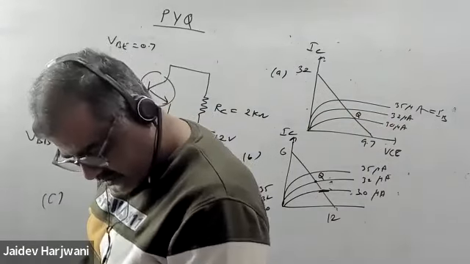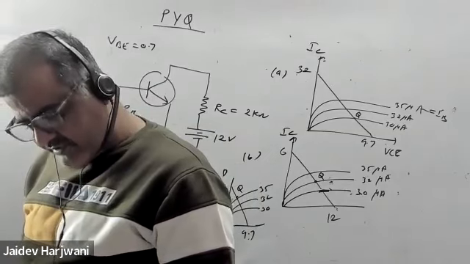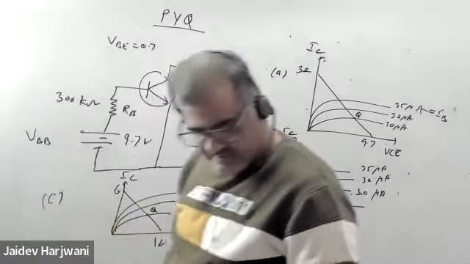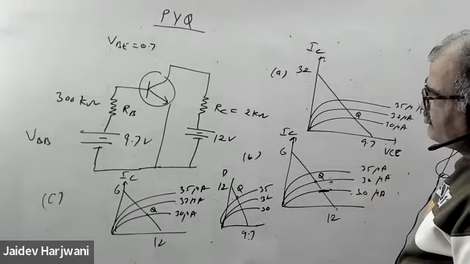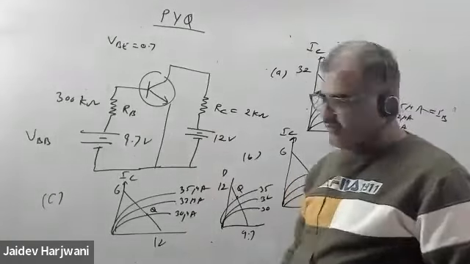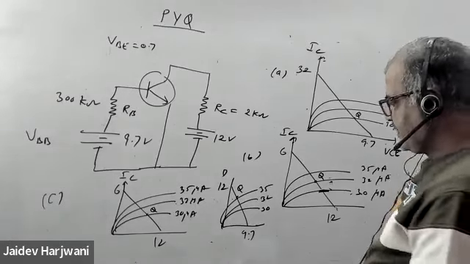Okay, beta value you want, that is actually beta value is not required in this question. Beta value is not required in this question. Okay. You just need to find first IB. IB is coming how much? 30 microampere. IB is coming 30 microampere.